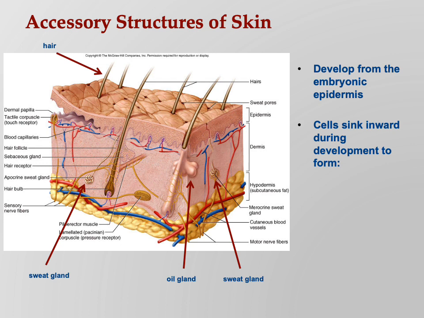Cells sink inward during development to form hair. So these cells are originally up on the epidermis in the embryo. They sink down inwards to form hair, oil glands, sweat glands, and nails. And some other things as well, but we'll see that those are broad categories. We're going to get much more specific than that. Okay, so notice in the diagram you can see a sweat gland, you can see an oil gland, you can see a hair. All right.